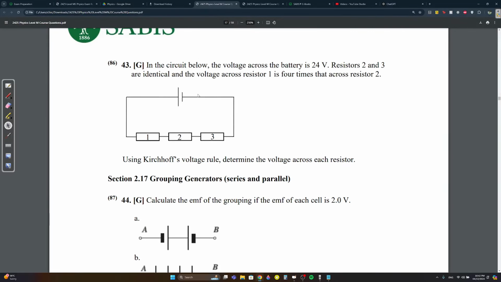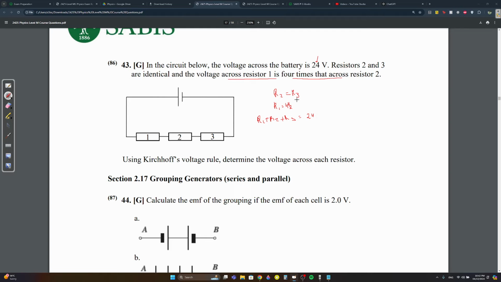In the circuit below, the voltage across the battery is 24. Resistors 2 and 3 are identical, and the voltage across resistor 1 is 4 times that across resistor 2. Using Kirchhoff's voltage rule, determine the voltage across each resistor. Let's write it like this. R2 is equal to R3, and they said that R1 is 4R2. We know that R1 plus R2 plus R3 equals the total voltage, which should be 24, right?